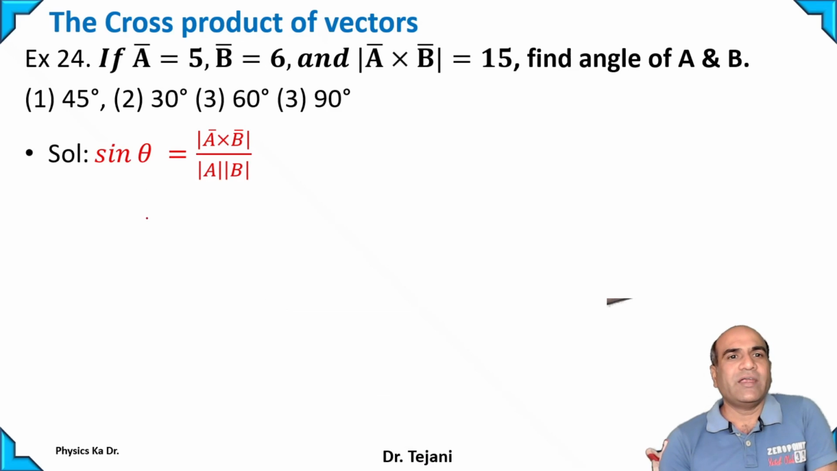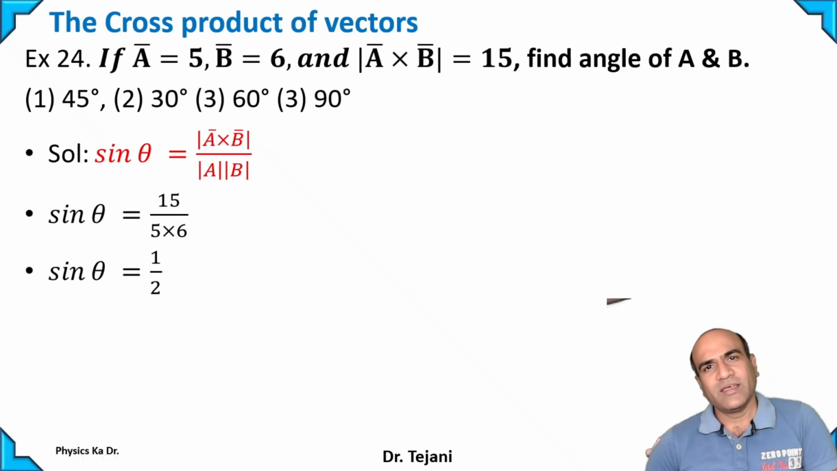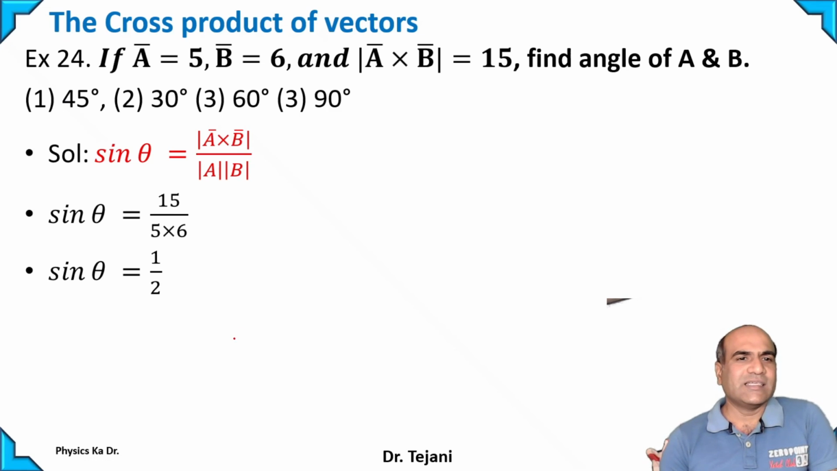So you can find out one out of it. So sin theta is equal to the product that is given, 15. A cross B is also given. We can solve this. So ultimately sin theta is equal to 1/2. We know this answer. This is very simple.